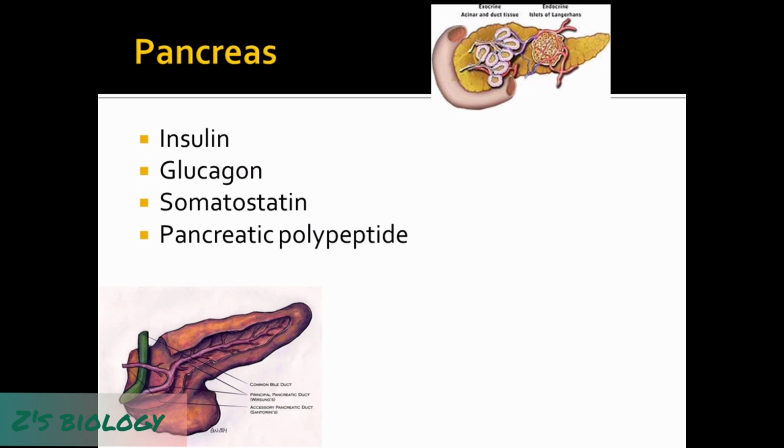Also, if we talk about a disorder of the pancreas, that is diabetes mellitus, a very common disorder nowadays among the various individuals of the population. It is actually a disease that is associated with high blood glucose level. बहुत ज़्यादा glucose level हमारे blood में बढ़ा हुआ होता है. That is known as diabetes mellitus.